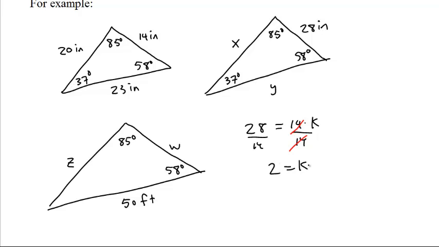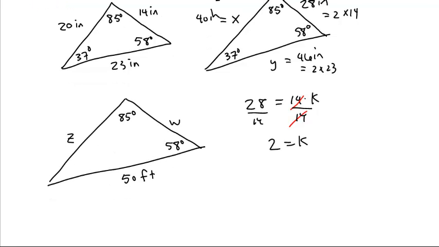So in other words, this triangle here is sort of the first triangle doubled in all ways. And that makes it pretty easy. 14 times 2 is 28, 20 times 2 is 40, and 23 times 2 is 46. Each side of this triangle is 2 times the other. So this is 2 times 14, this is 2 times 23, and this is 2 times 20. Now this only happens if the three angles are all the same.